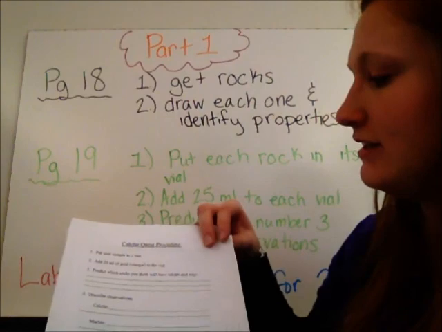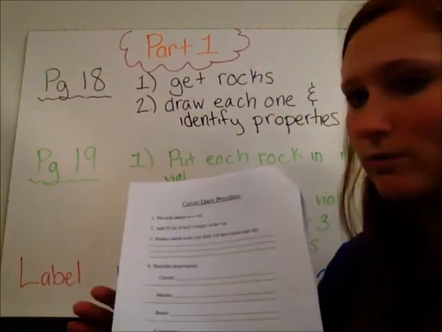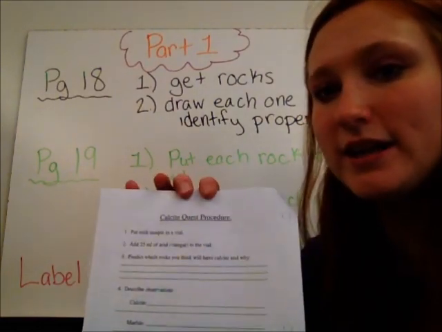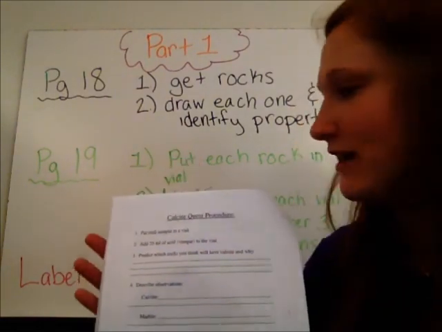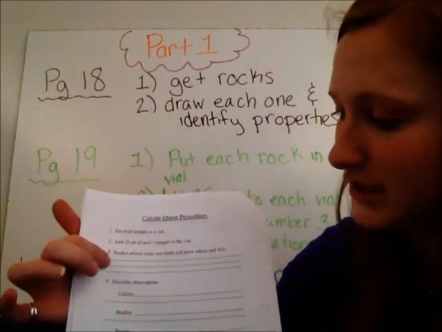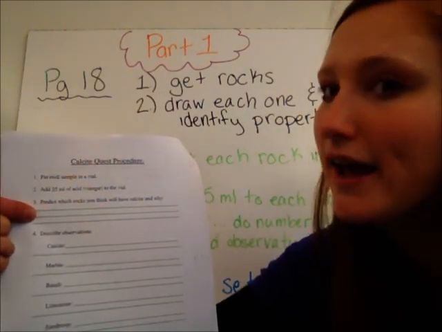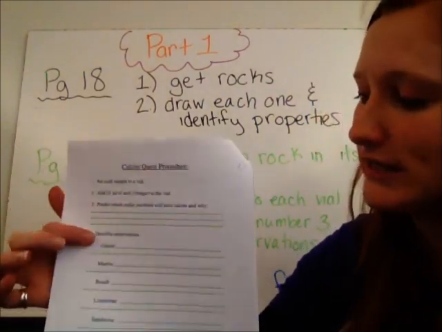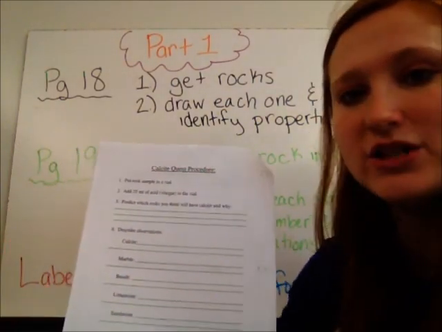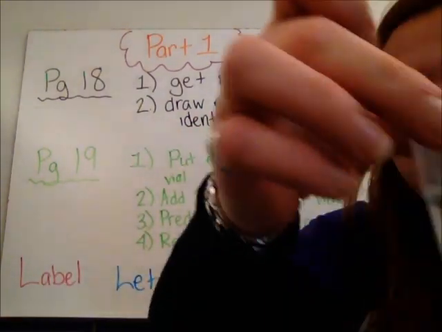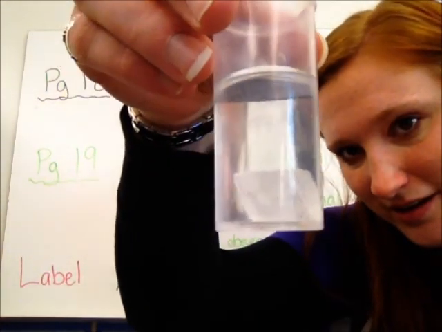Page 19, you need to put each rock into a vial, add 25 milliliters of vinegar, just like I did with the calcite. You need to do a prediction for number 3. It says predict which rocks you think will have calcite and why. You need to actually do each one and describe what happens. You are looking for a reaction. Remember, if it's got calcite in the rock, it will do just what the calcite did with our vinegar, and it's still reacting.